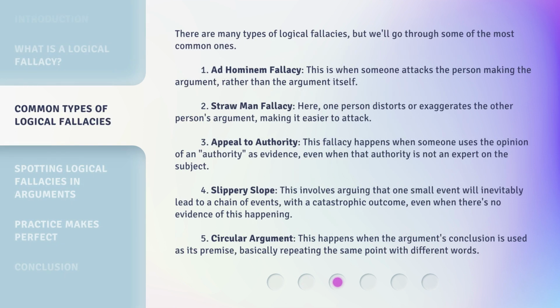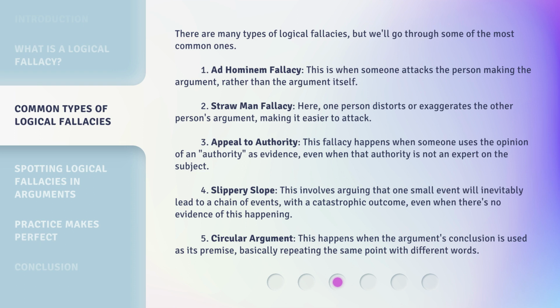There are many types of logical fallacies, but we'll go through some of the most common ones. 1. Ad hominem fallacy. This is when someone attacks the person making the argument, rather than the argument itself. 2. Strawman fallacy. Here, one person distorts or exaggerates the other person's argument, making it easier to attack.